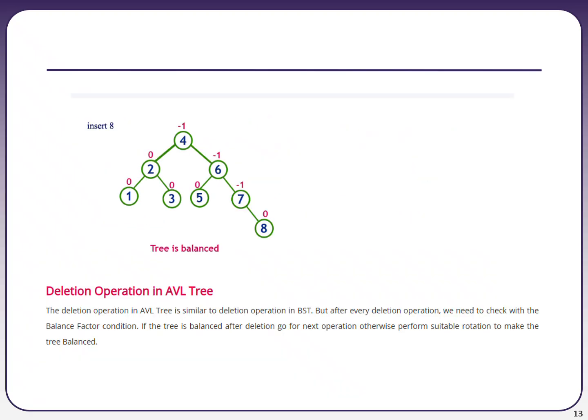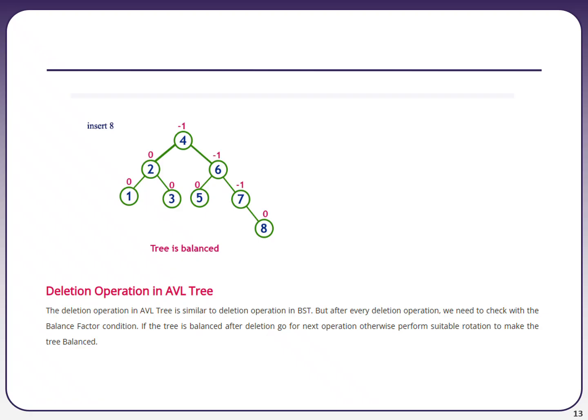After inserting 8, it does not affect the balance factor of any nodes, which means it is not above -1 and +1. So now the tree is a balanced one.